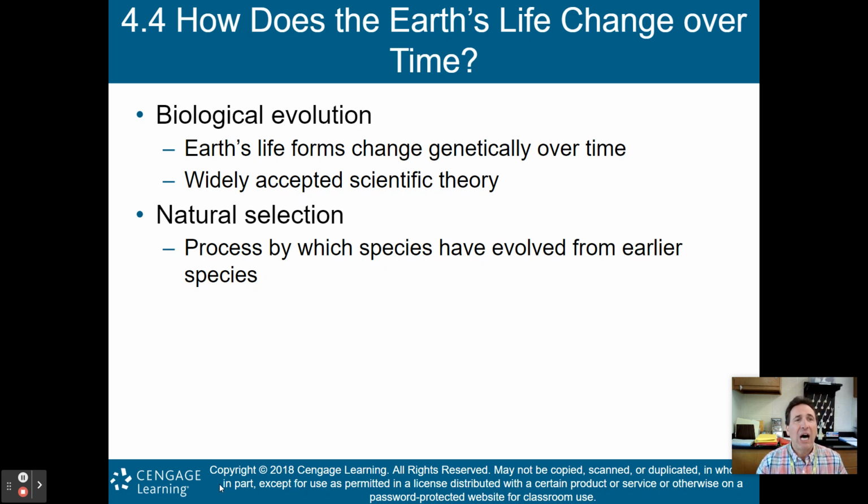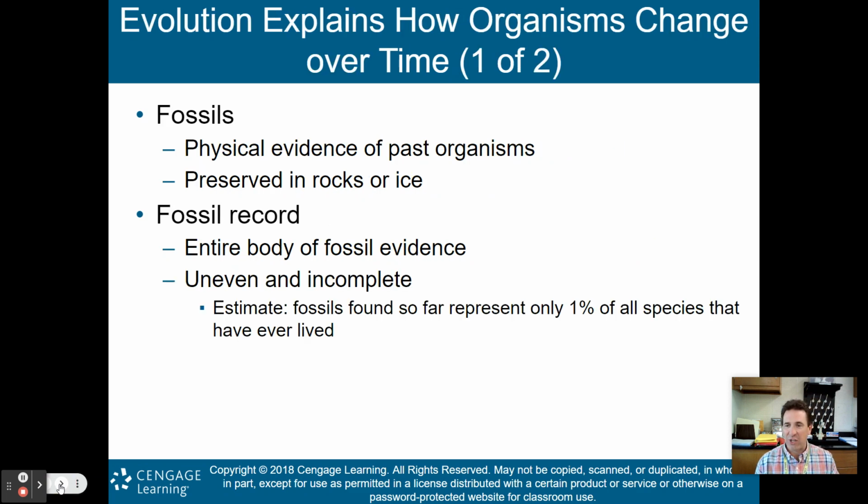So we start off 4.4, how does the Earth's life change over time? Well, we have biological evolution, right? This is when Earth's life forms change genetically over time. This is a widely accepted scientific theory of how life forms change. So we have a process called natural selection, which is a process by which species have evolved from earlier species. And again, very widely accepted scientific theory at this point.